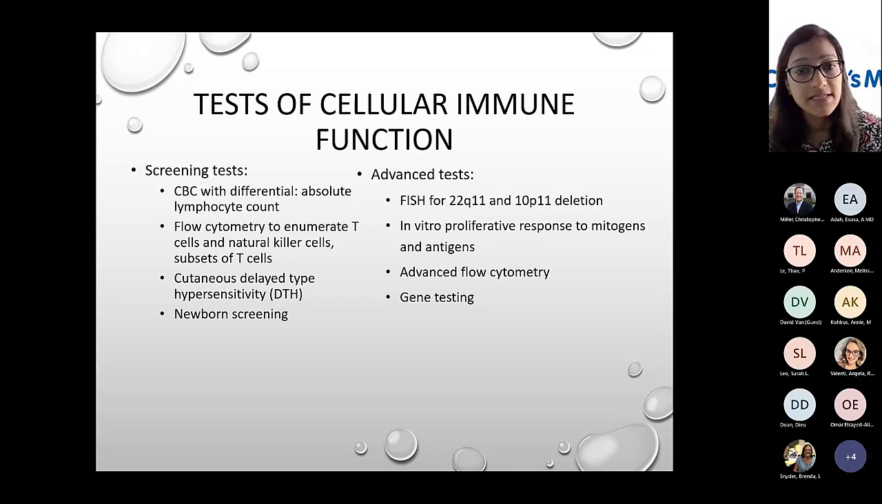And then there are some advanced tests looking for the flow cytometry for markers of T cell defects, and genetic testing. I did write FISH, but we have moved away from FISH, so I should change that. So we typically do microarray testing to look for 22q11.2 deletion or any other types of deletion like 10p11 deletion that present similar to 22q deletion.